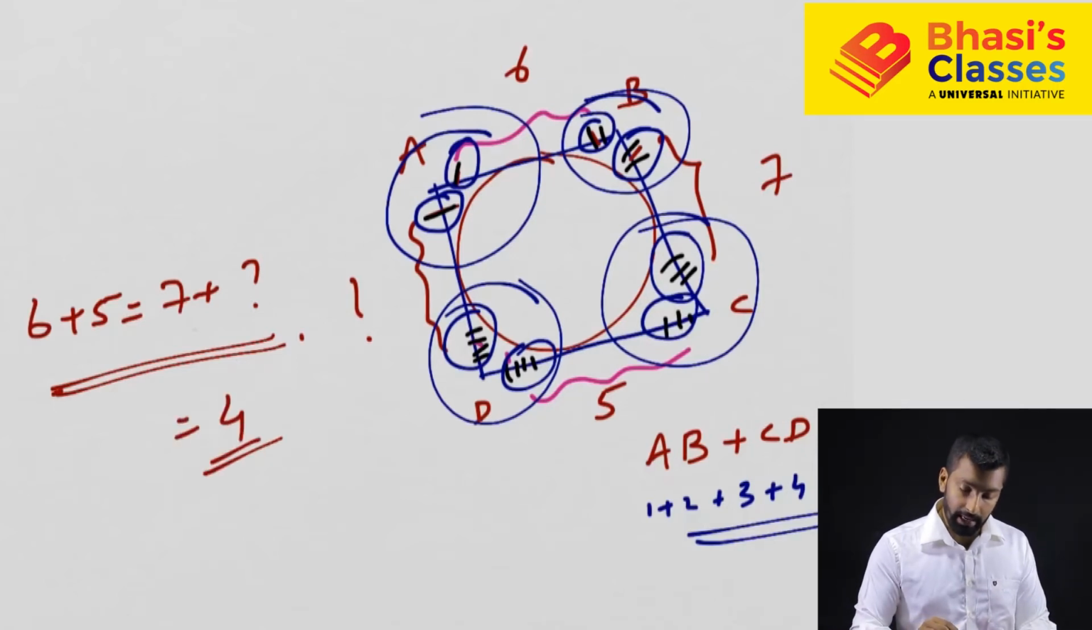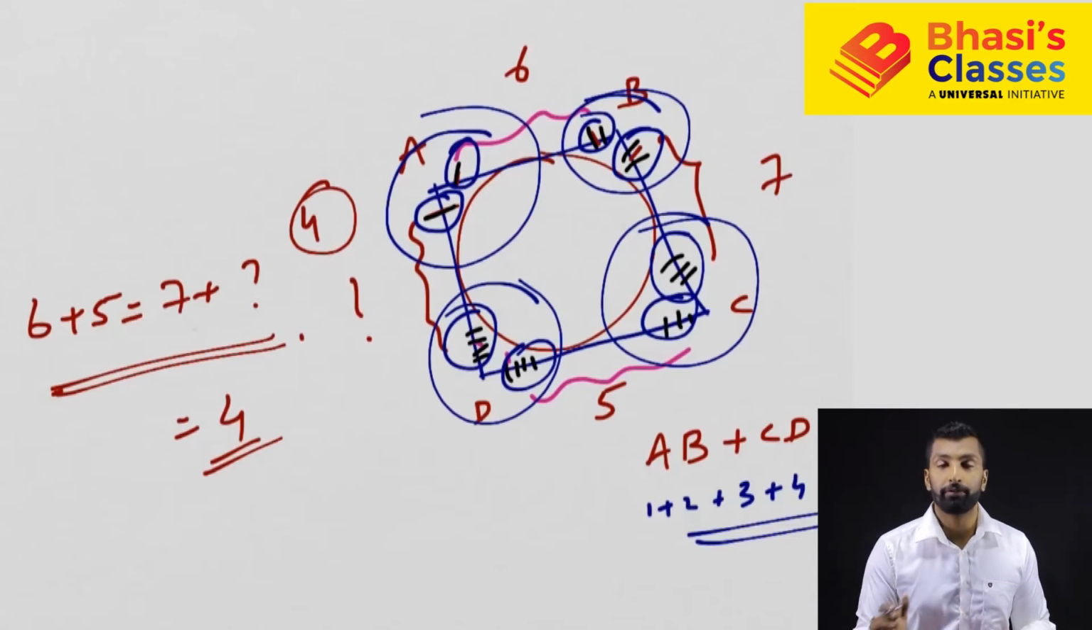So what will be this side? This side will be 4. And how did you get it? From the property that we have learned. I hope this is clear for all of you.